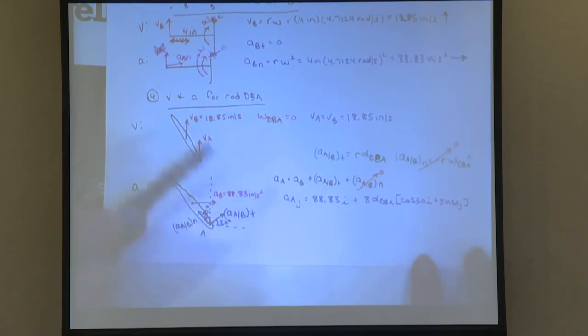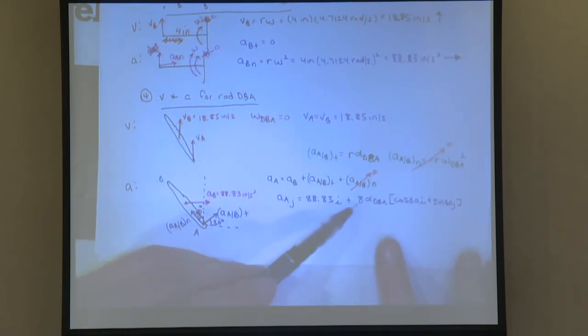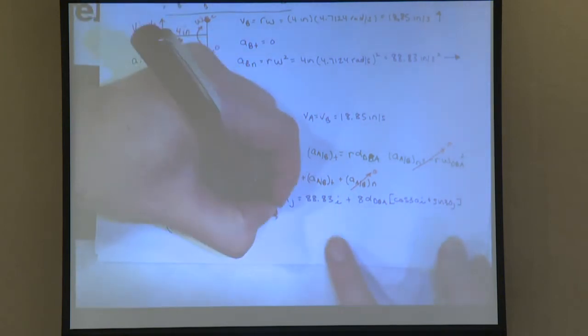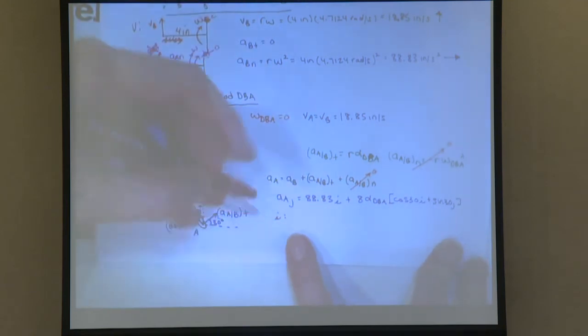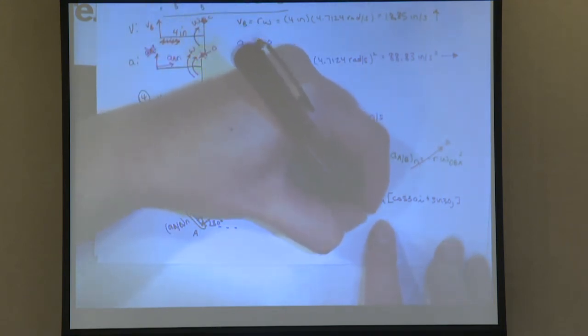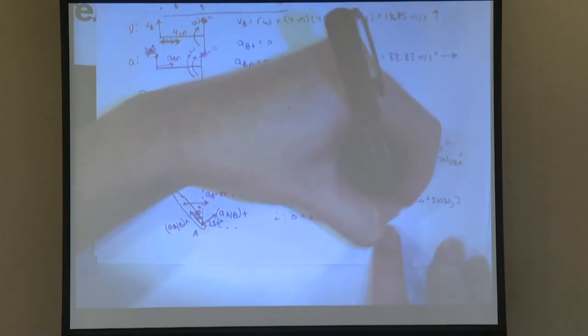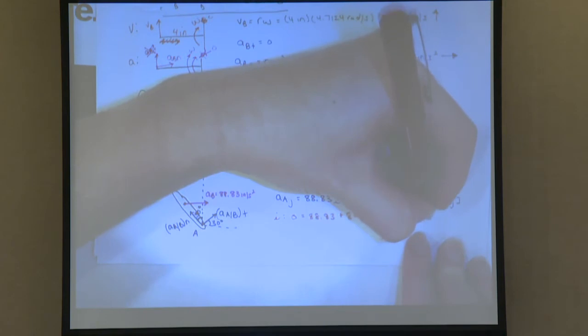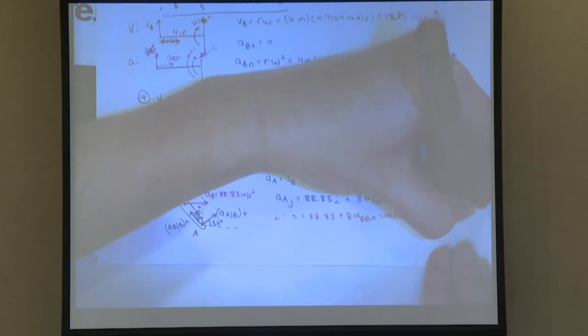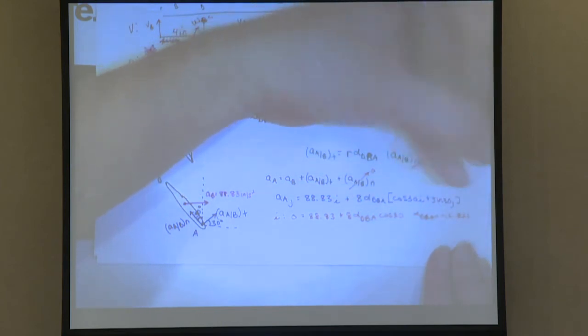From this equation, we have 2 unknowns, but we have an I and a J direction. So what we'll do is look at both directions. If I look at I, I'm going to have 0 acceleration on this side of the equation, which is going to equal 88.83 plus 8 alpha dBA cosine 30. So alpha dBA is negative 12.821 radians per second squared.